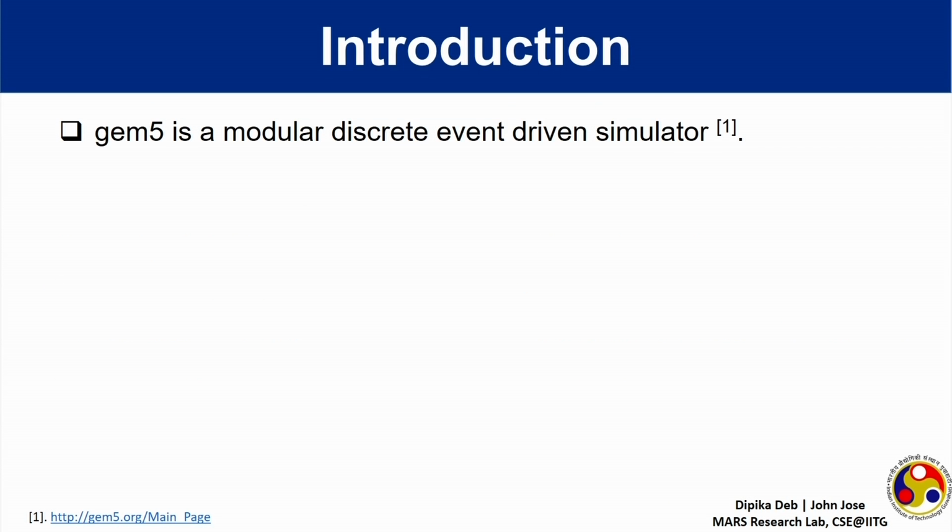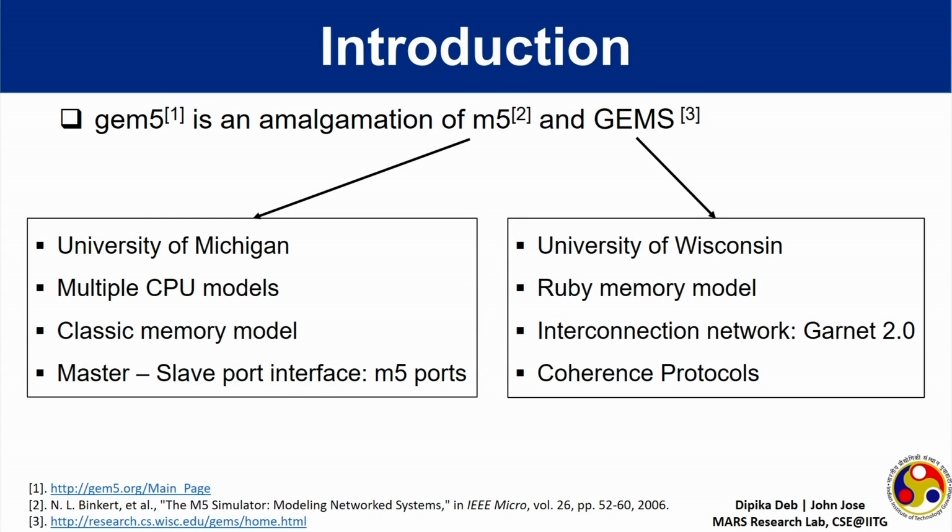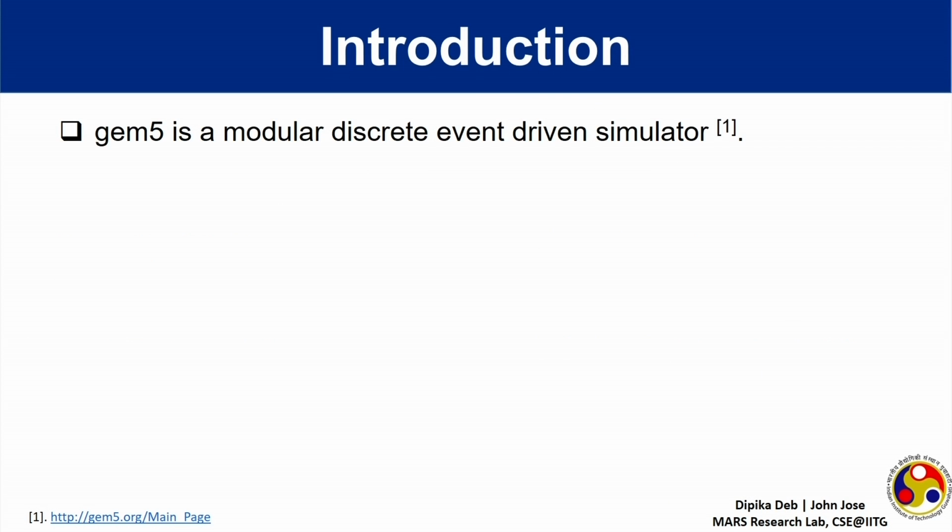In the previous slide, I showed the CPU models available in gem5; they will be described in detail in the second video of gem5, while the memory models will be described in the third lecture. Gem5 is a modular discrete event driven simulator. That is, all the actions in the system are represented as events that are time stamped. The events are stored in an event queue and a time is attached with each event. As per the time, an event gets scheduled.